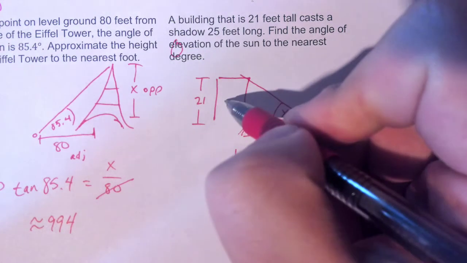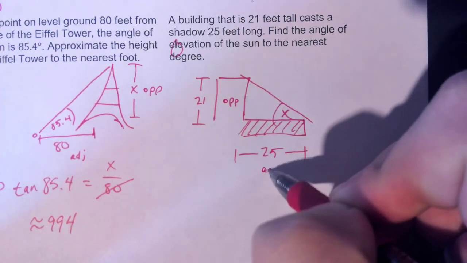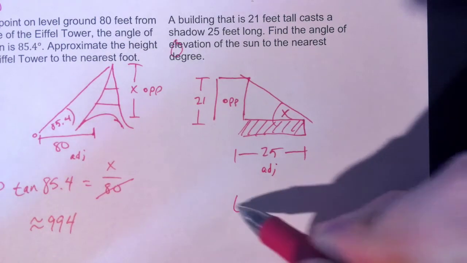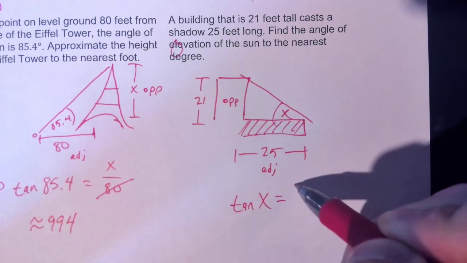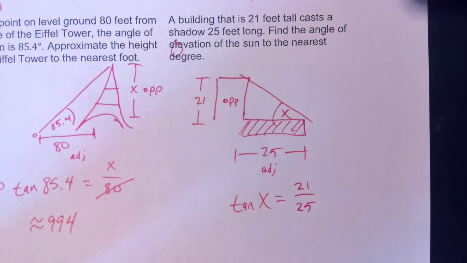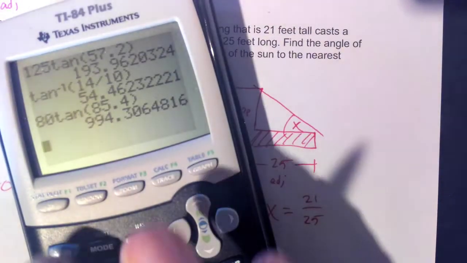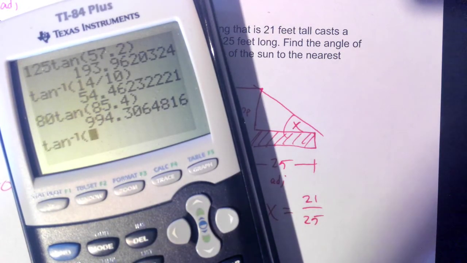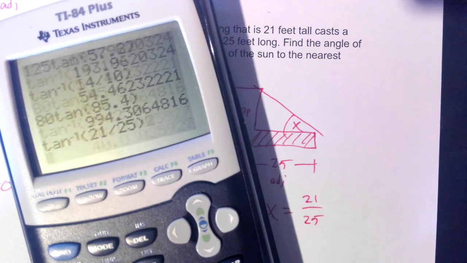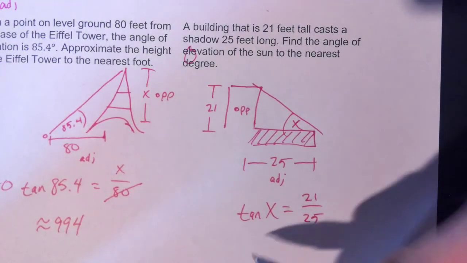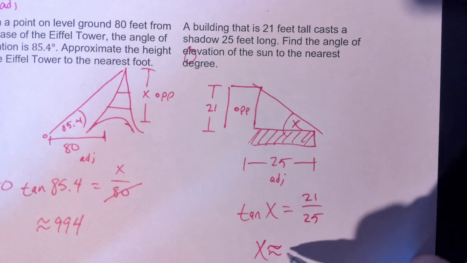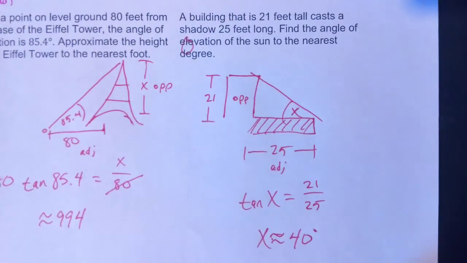All right, so again, 21, opposite. 25, adjacent. I see a pattern here. Tangent of our angle is equal to the opposite over the adjacent. Inverse tangent, once again, of 21 25ths. 40 degrees. All right, there's the last problem.